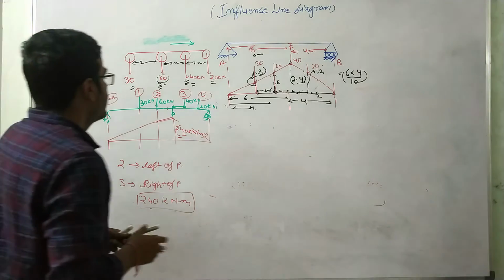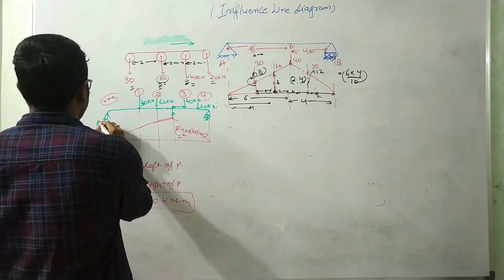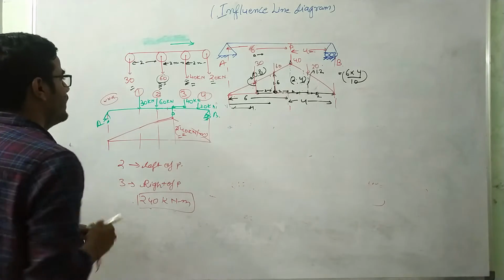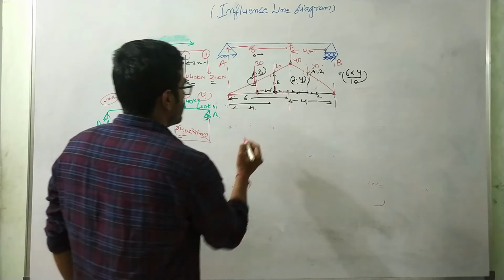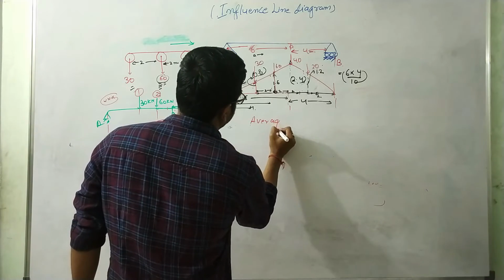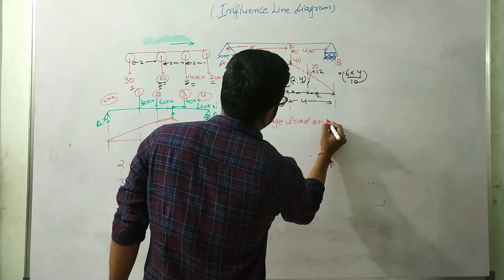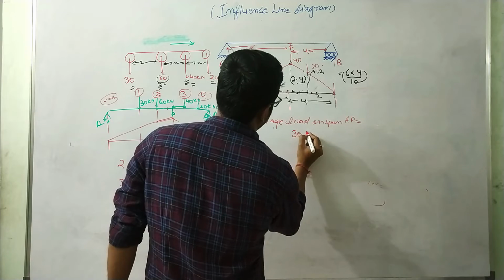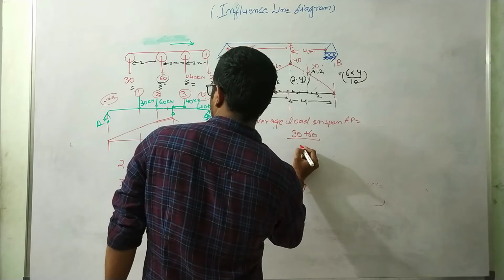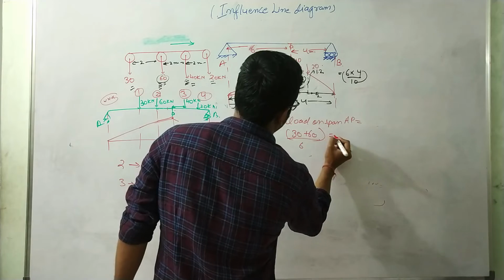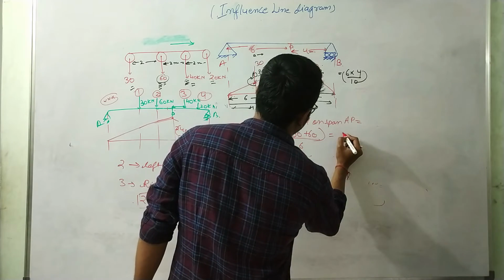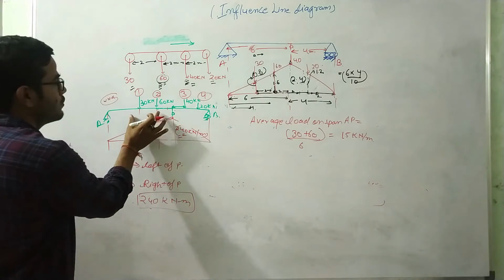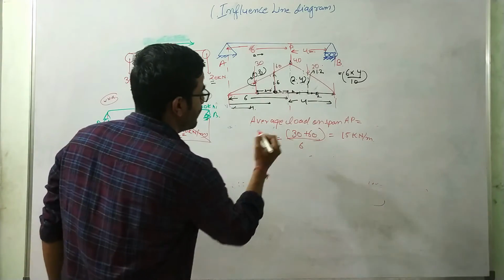Now this is A, this is P, this is B. What is my average load on the span AB? So the average load on span AP will be equal to 30 plus 60 over 6 meter, which is 90 by 6, and it comes out to be 15 kilonewton per meter. For this load situation our average load on the span is nothing but 15 kilonewton per meter.